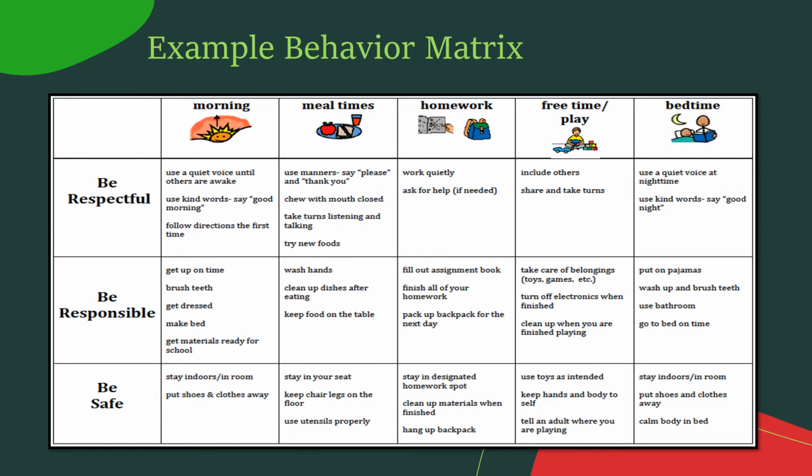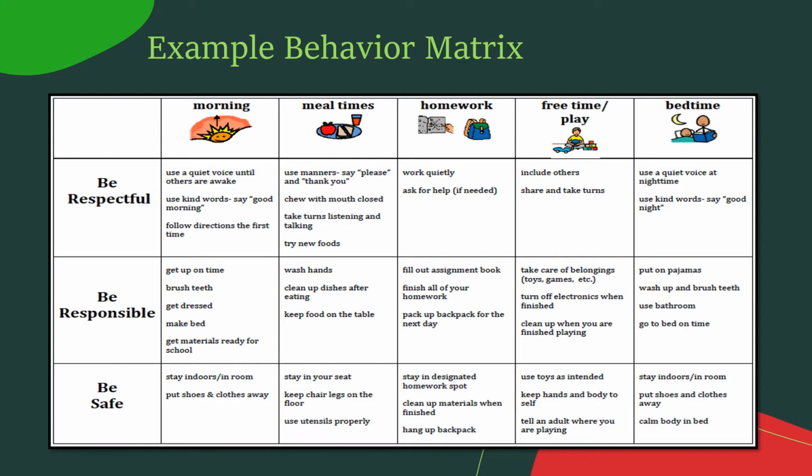So this is an example of a behavior matrix. And again, something like this is what you might see at schools when you visit campus or in classrooms. Not necessarily the same language, but the matrix, the flow of it. And so the example here are 3 expectation behaviors. They are being respectful, responsible, and safe. And in this example, it talks about the different times of the day rather than different locations of the school. I've seen it both ways.